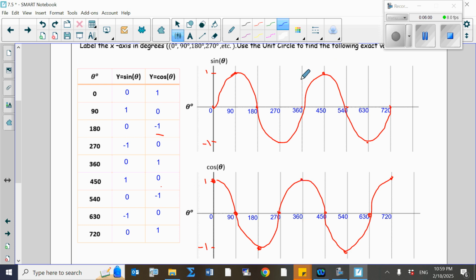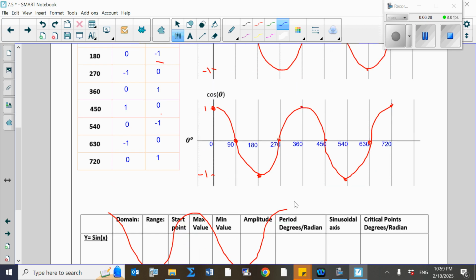but in a different way. The graph of sine goes from a middle point here, then to a high point, middle point, low point, middle, high, middle, low, middle. And here I have high, middle, low, middle, high, middle, low, middle, high. So there is a repeating pattern here. So these two graphs are graphs of sine and cosine.